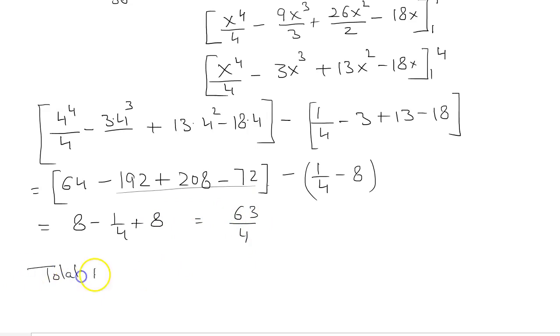So total area will be 63 over 4 plus 36, the area of the triangle, so that is 51.75. It is centimeter square, whatever it is, square unit.